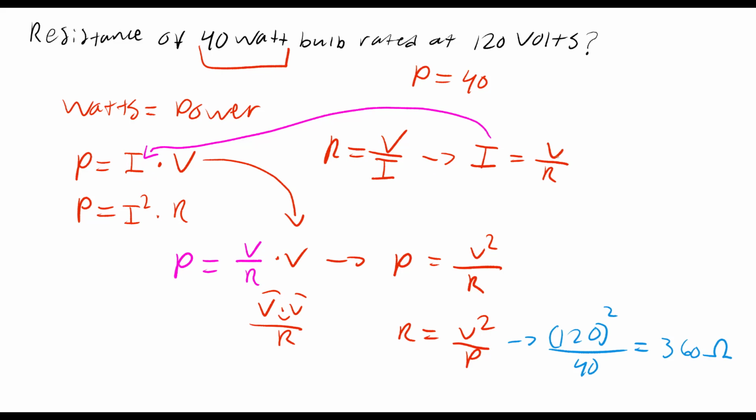And I'm going to resubstitute that into my I value. We now have V times V, which is V squared divided by R. We're going to be solving for R, so we're just going to swap R and P. So 120 volts squared divided by 40 watts is 360. Just remember these two equations, and you can use them to solve a lot of the problems.